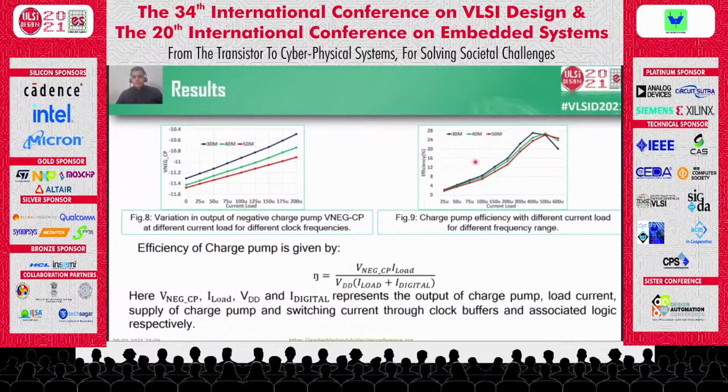But in the second picture, we can see how the efficiency of our negative charge pump changes for different frequency. Here we can see in the blue curve for 30 megahertz we have a higher efficiency for lesser currents, and for higher frequency we have a good efficiency but for the higher current load. And this efficiency of the charge pump is given by Vnag CP times I load upon the total current consumption from the supply.